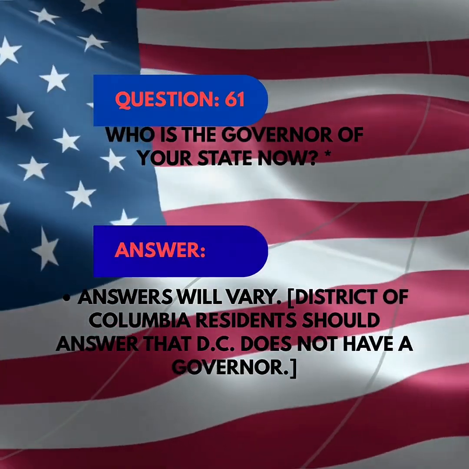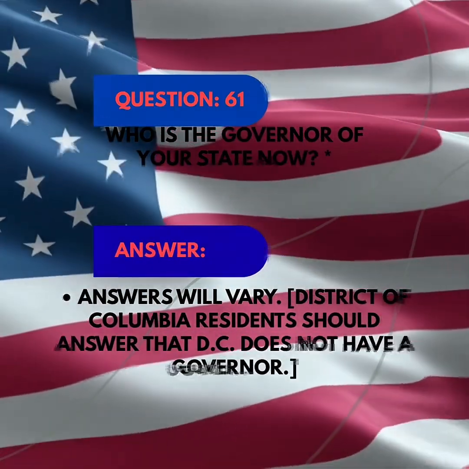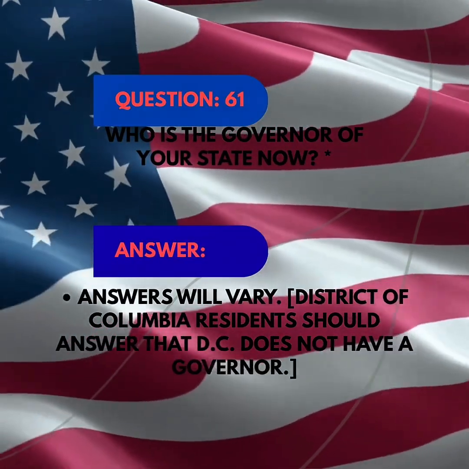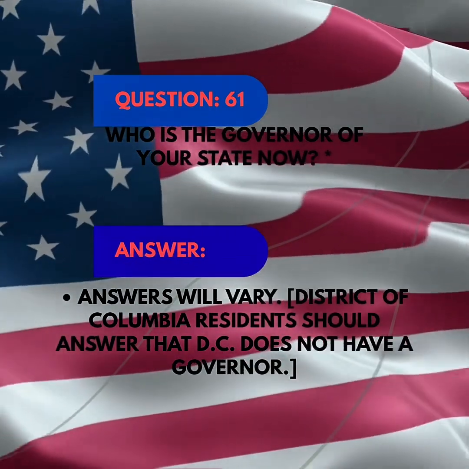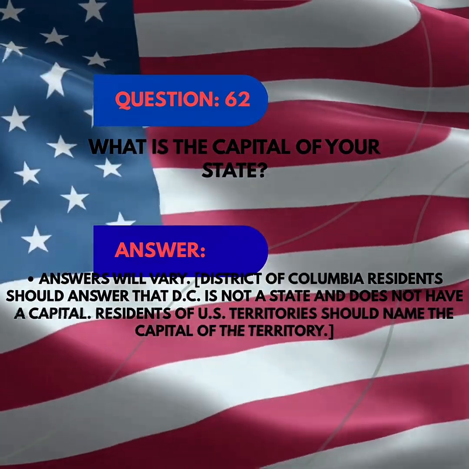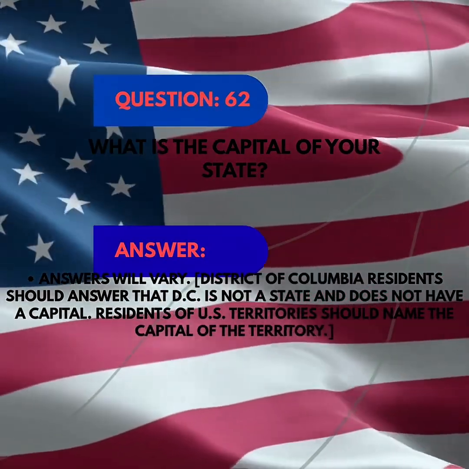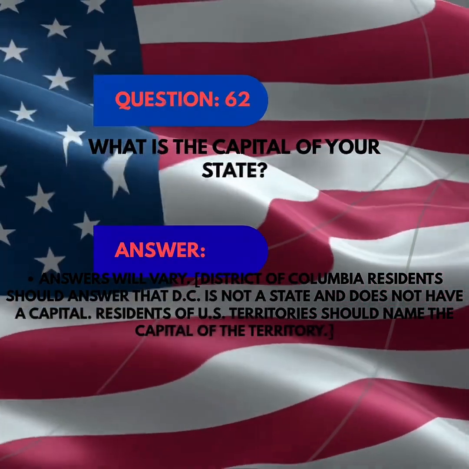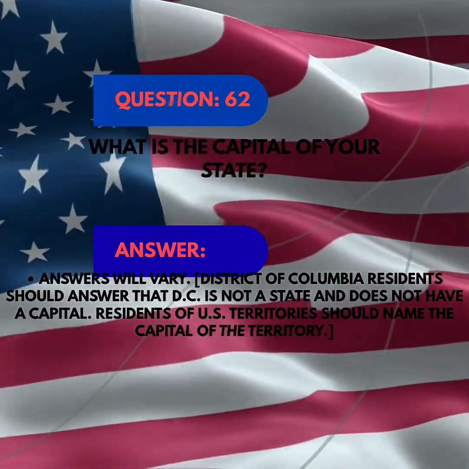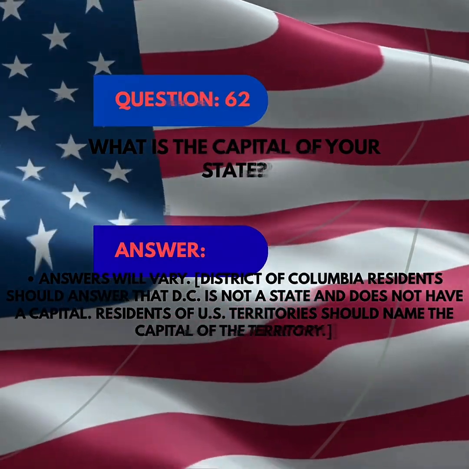Question 61. Who is the governor of your state now? Answer. Answers will vary depending on your state. District of Columbia residents should answer that D.C. does not have a governor. Question 62. What is the capital of your state? Answer. Answers will vary depending on your state or territory. District of Columbia residents should answer that D.C. is not a state and does not have a capital.